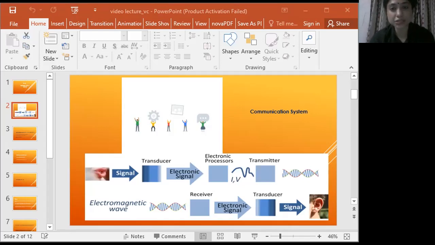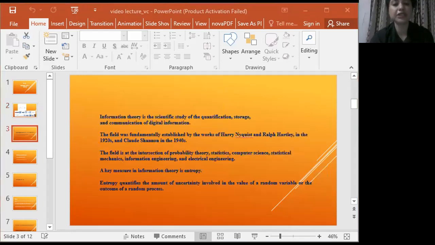Now, in this basic communication system, information is being transmitted from a source to the receiver. So information is a very important thing for the communication system. Now, what is information? That is the first question that should come to our mind. Information theory is the scientific study of the quantification, storage, and communication of digital information, or analog, or any type of communication.